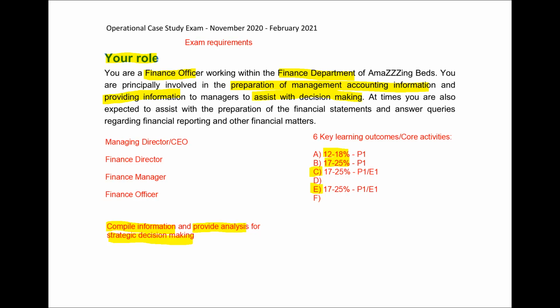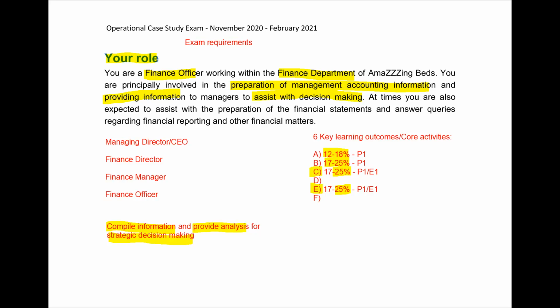Okay, so core activity C relates to the measurement of financial and non-financial performance. So here we're talking about things like variance analysis and also things like KPIs, leaning on E1 a little bit there. Whereas core activity E centres around a lot of the decision-making topics that are very prevalent in P1. Okay, so we have 2 more key learning activities that could account for up to a quarter of your exam that are again dominated by P1 based topics.